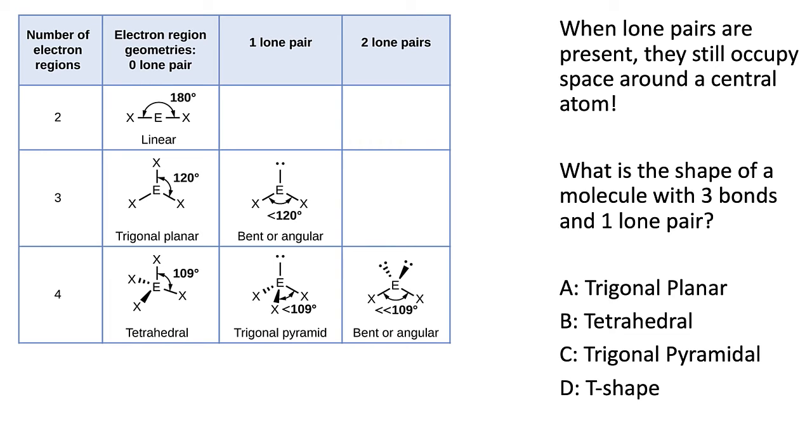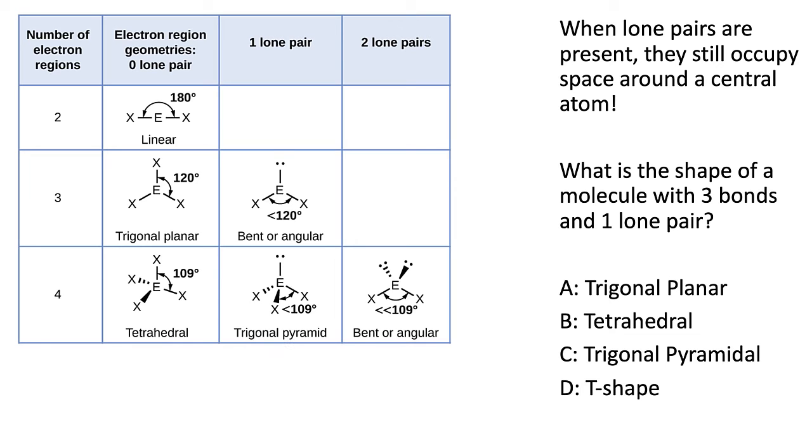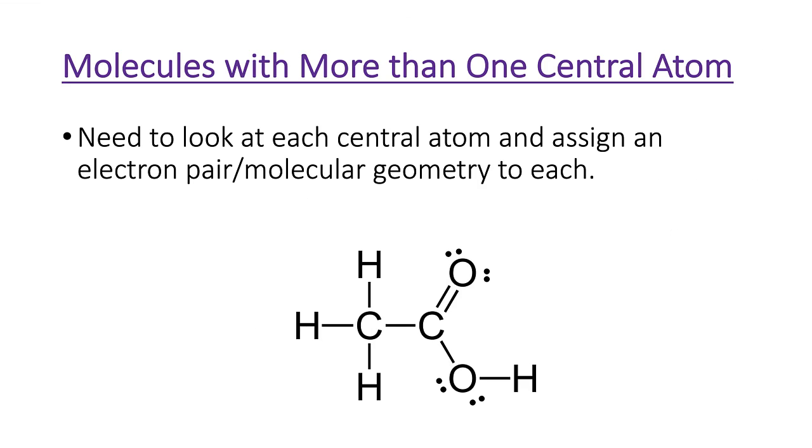So let's go ahead and take a look at this chart, or perhaps you're just kind of thinking of things. And what is the shape of a molecule with 3 bonds and 1 lone pair? Go ahead and pause the video and see if you can come up with the right one. All right, hopefully you were able to come up with an answer, and it is indeed C, the trigonal pyramid. 3 bonds, 1 lone pair, that is 4 total electron regions, one of which is a lone pair, and that gives us our trigonal pyramidal shape.